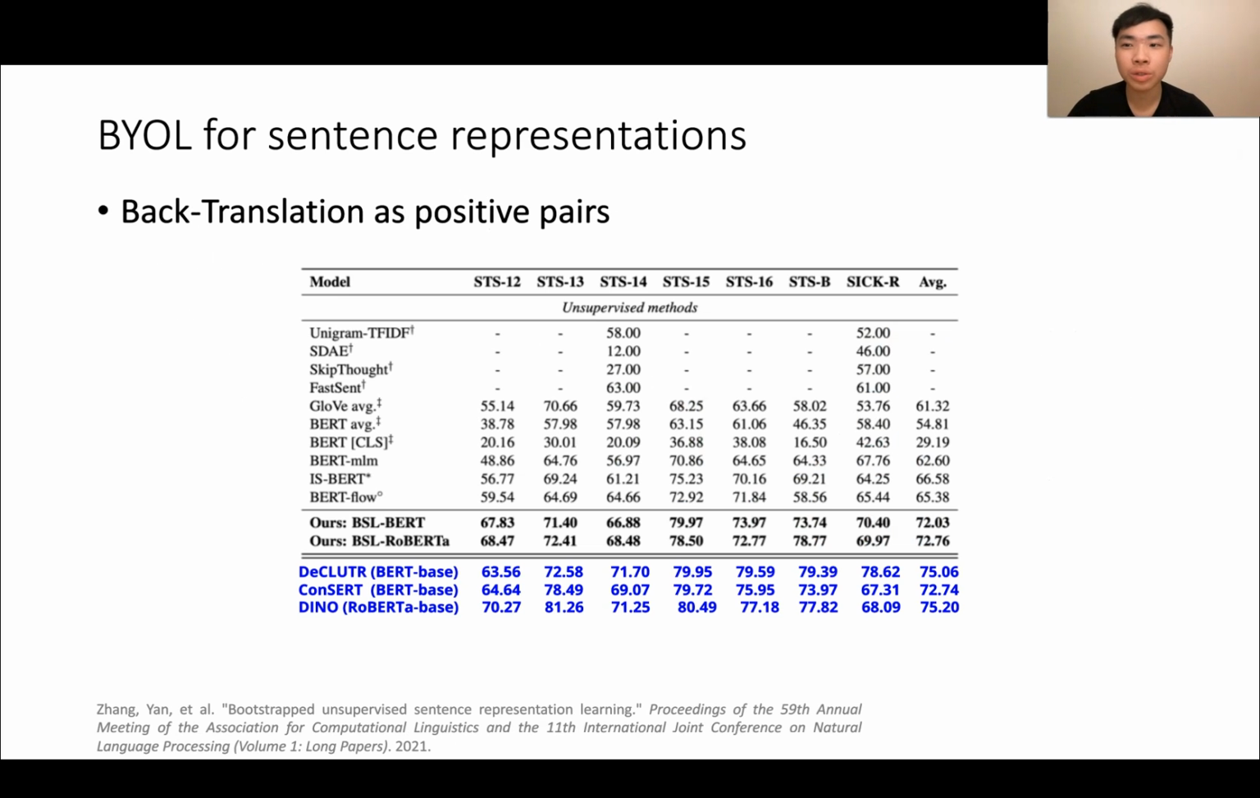A paper also tried BYOL for sentence embedding. Here you can see the result is better than BERT-flow and some other post-processing methods. However, it still falls behind the contrastive-based methods like DeCLUTR, ConSERT, and DINO. So these results show that maybe contrastive learning with negative pairs is still a better way to learn representations for sentences.